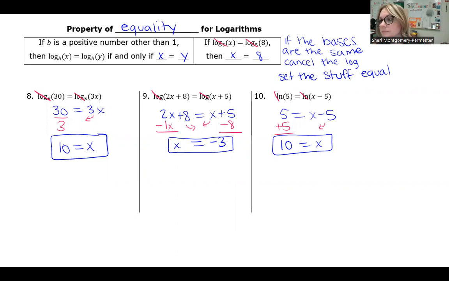Then you can't. Then you cannot use the property of equality. Do you see any on your homework like that? Then you don't have to worry about it.